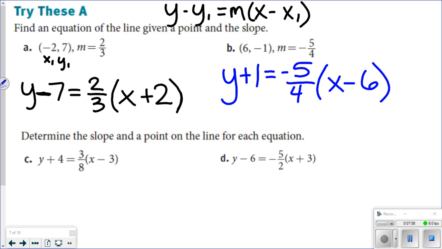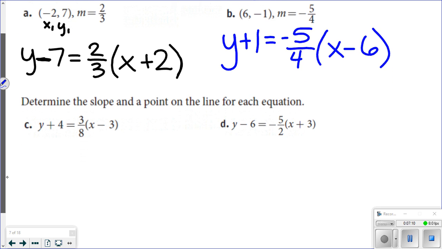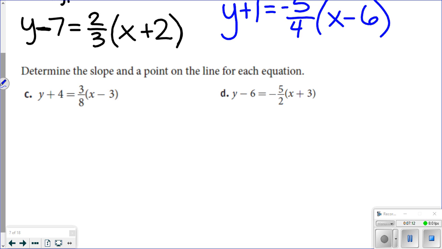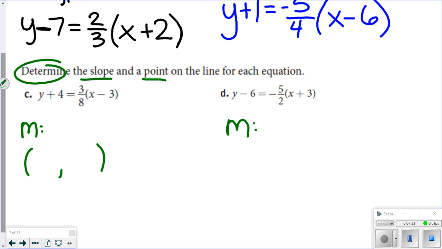All right, C and D, let's go ahead and work backwards for these two. I notice that I'm given an equation already in point slope form, and I need to determine the slope, which is m, for both of these, and the point on the line. When you're writing the point, make sure you write it as an ordered pair.